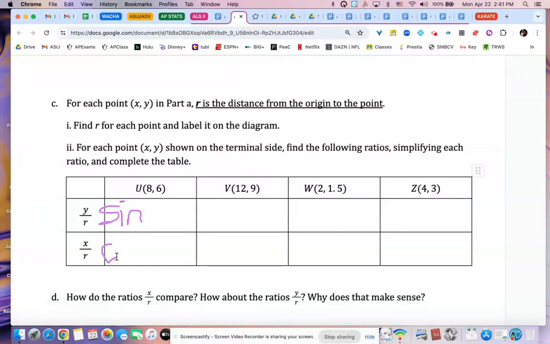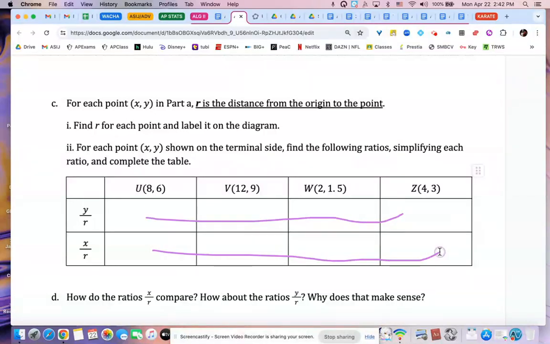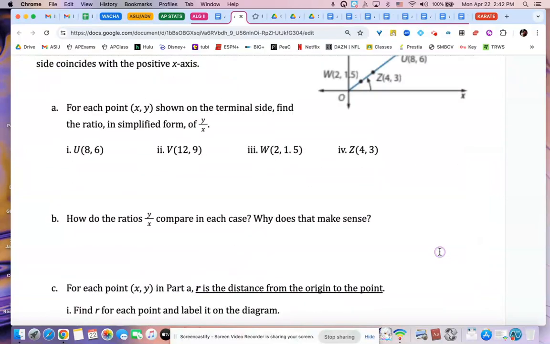And x over r is the cosine ratio. So we already did the tangent, and now we can do the sine and the cosine. You're going to get the exact same numbers, because it's the same ratio, same trig function on the same angle. So they're going to be the same, right?